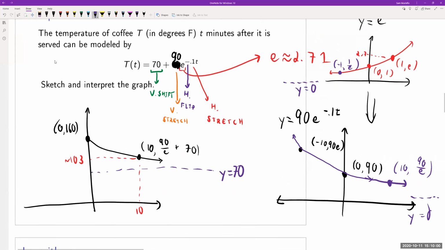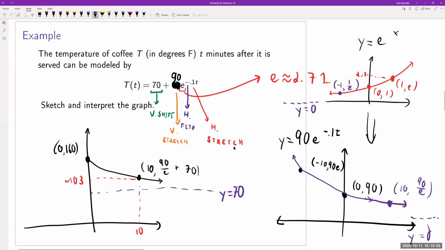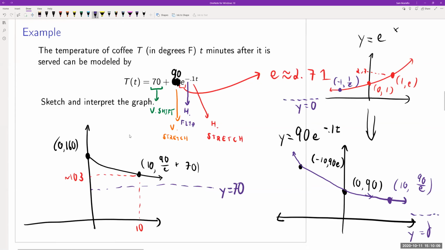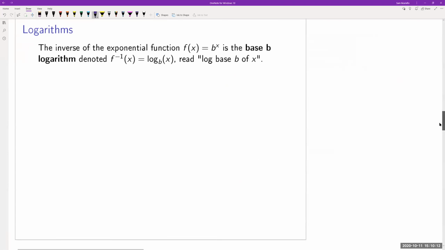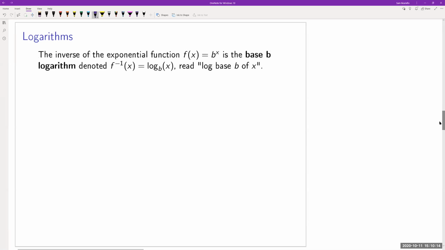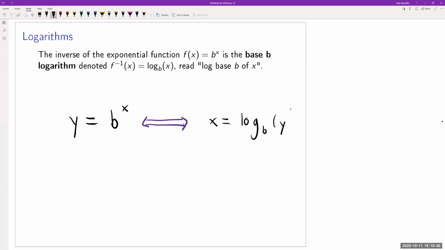Now, we talked about the fact that exponential functions are one-to-one, and that means that they are invertible. We're next going to take a look at what the inverse function looks like, and this is a logarithm. The inverse of the exponential function is called the logarithm base b, which is denoted with log base b of x. And the rule is that if y is equal to b to the x, this can also be written as x is equal to log base b of y.